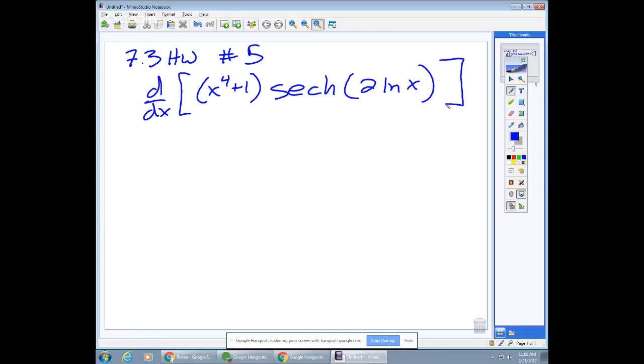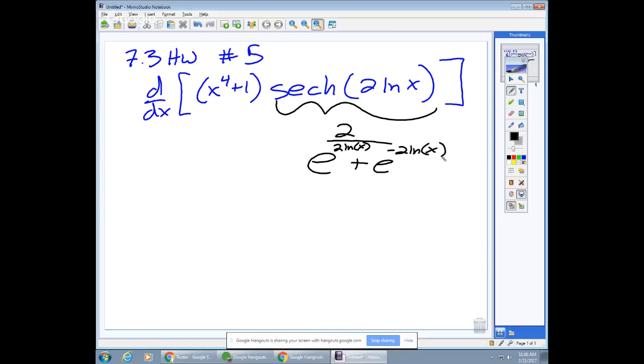So that means that's the reciprocal of hyperbolic cosine, which is going to be 2 over e to the x plus e to the negative x, where x here is twice the natural log of x. So then we'll have an e to the negative twice the natural log of x. So that's one way of writing the sech of 2 natural log of x.